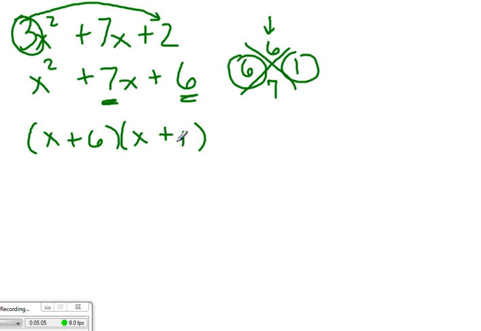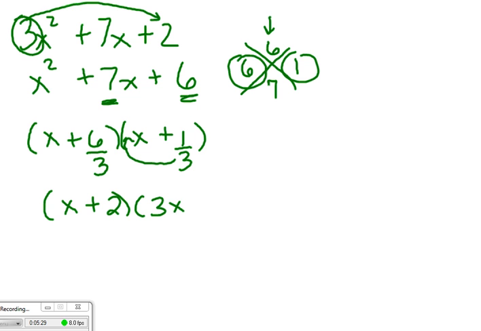Okay, but I'm not done. I have to go back and undo multiplying by 3. So what's the opposite of multiplying by 3? It's dividing by 3. I'm only going to divide these last two numbers by 3. Clean it up a little bit. That's going to give me 2, 6 divided by 3. And this number, it doesn't divide, so we're going to bring it up here in front of the x and leave the 1 alone. There you go. You're done.